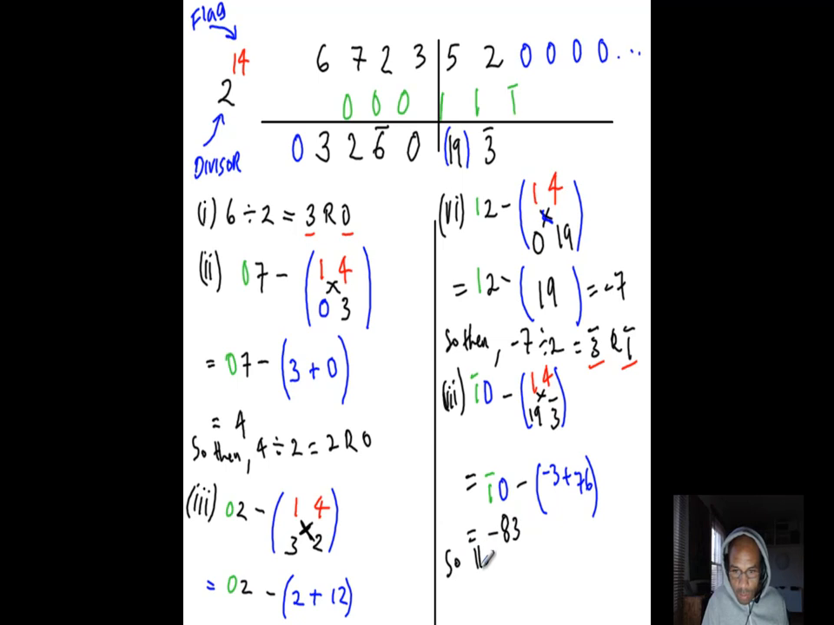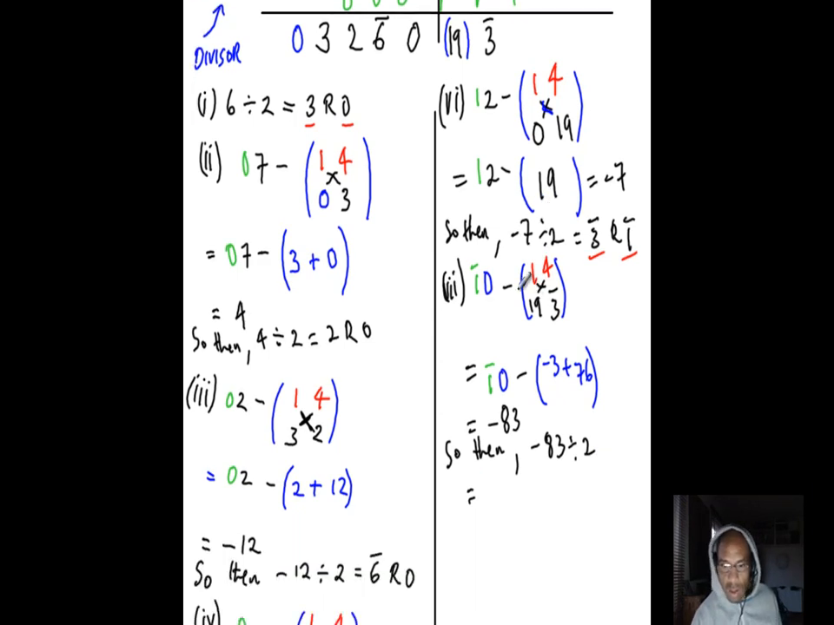So then, minus 83 divided by 2. Wow, it's quite big, isn't it? Numbers are getting a little bit big again, aren't they? 83 divided by 2. It's 41.5, isn't it? Or basically 41. Minus 41, remainder minus 1. So that's 41 minus. Now notice that I've messed that up.